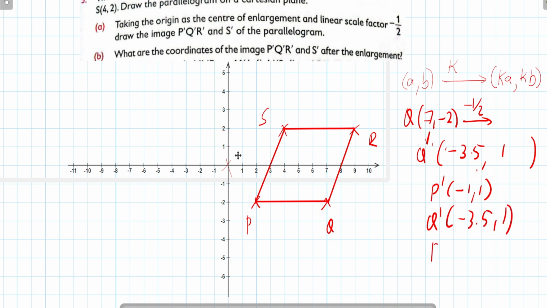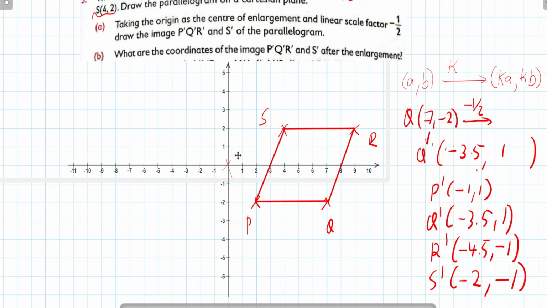Now R prime, the same thing. R is (9, 2). 9 times negative a half is negative 4.5, and 2 times negative a half is negative 1. Then S prime: 4 times negative a half is negative 2, and 2 times negative a half is negative 1. So let's plot it now. It becomes easy that way. But there's also another way which I'll also show you.